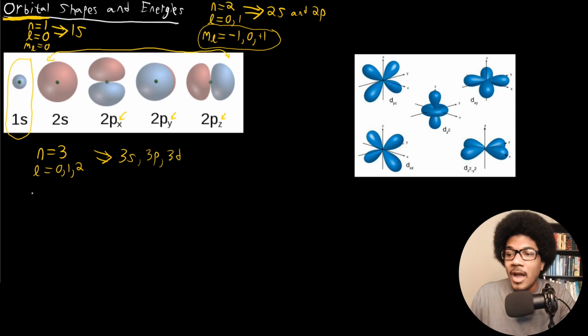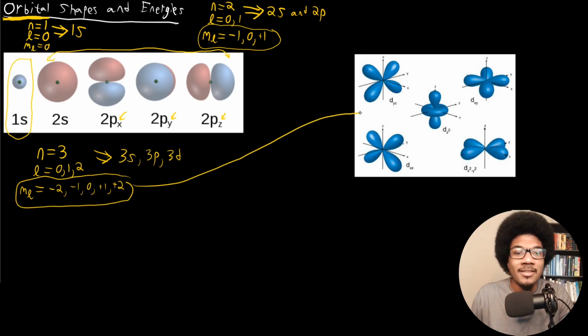Now, when we look at m sub L, when L is equal to 2, we're going to have 5 different possible orientations: -2, -1, 0, +1, and +2. So that gives us 5 different orientations for d orbitals. And you can see that reflected here in the d orbital pictures. We actually have 5 different d orbitals.